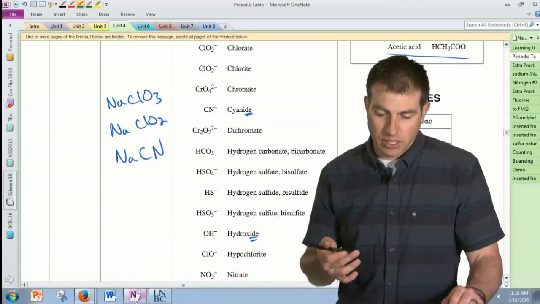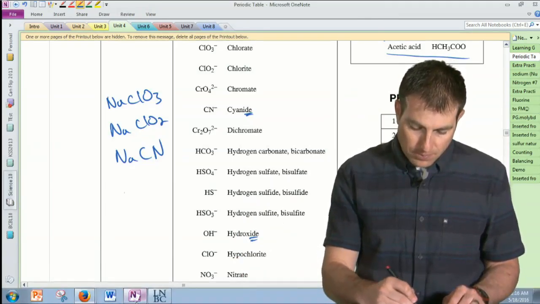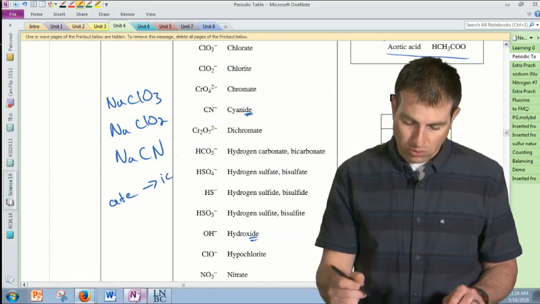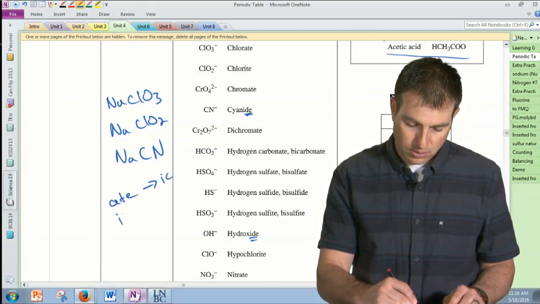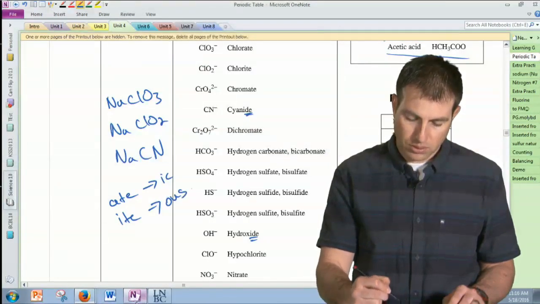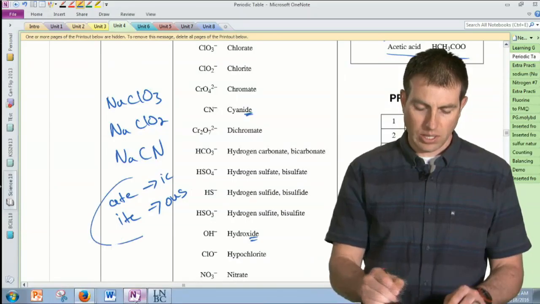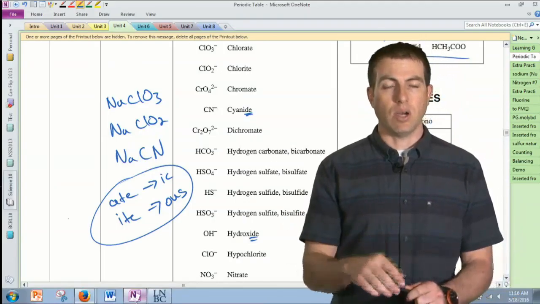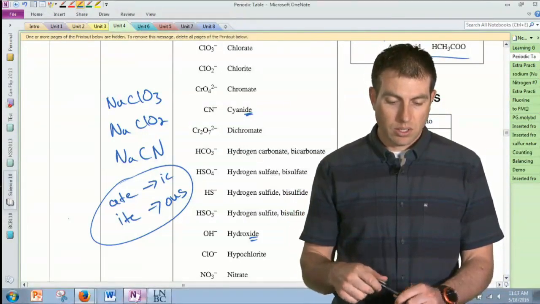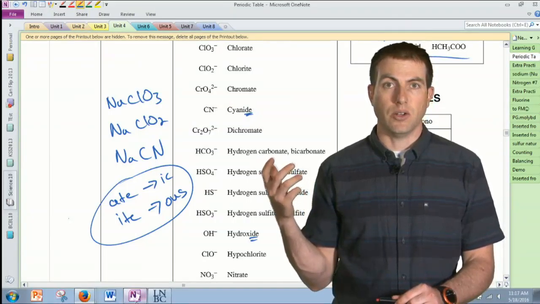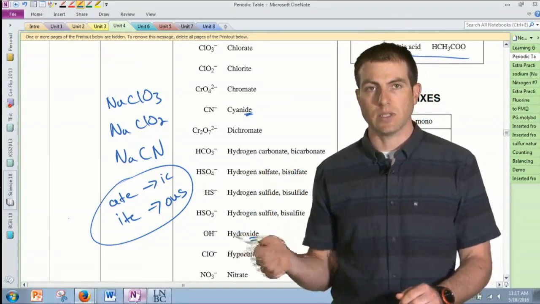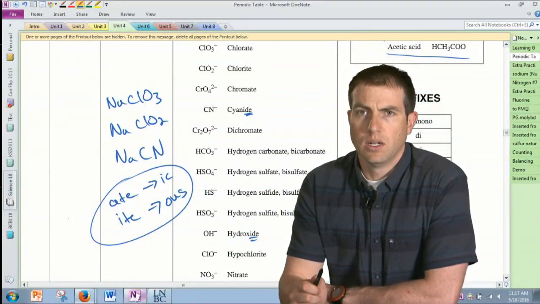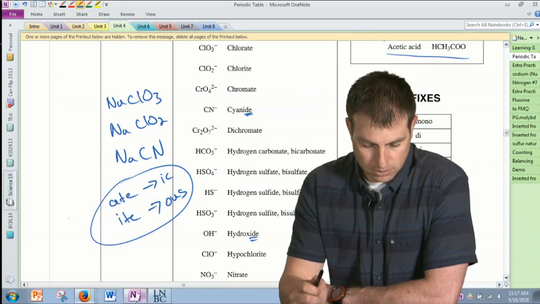With acids, it's different. Your ates go to ic, and your ites go to ous. Those are the acid naming rules. So there's three types of acids. You have an acid with a polyatomic, it's either going to be an ic or an ous. You have an acid with just a non-metal, it's going to be hydrochloric acid, hydrofluoric acid. The ides.